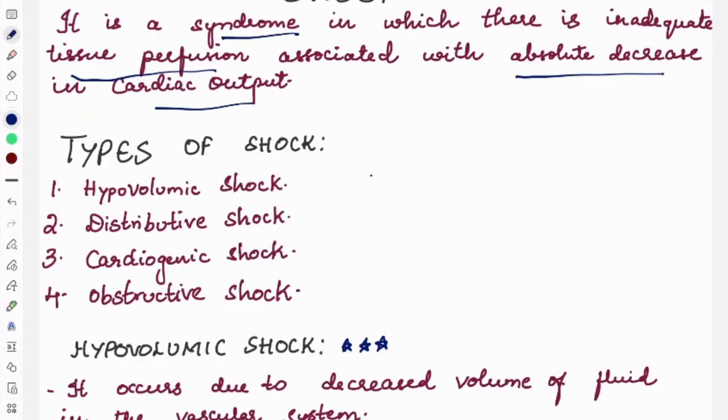Syndrome means there are many clinical features that we get to see in shock, and together we call it a syndrome. So what are the types of shock? Basically there are four types: hypovolemic shock, distributive shock, cardiogenic shock, and obstructive shock. Let us discuss each type of shock in detail.